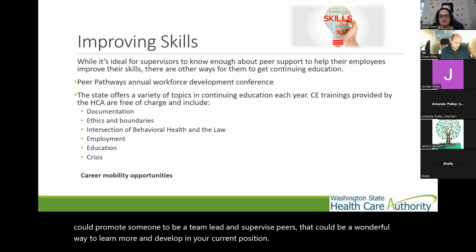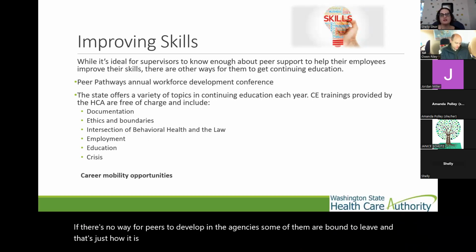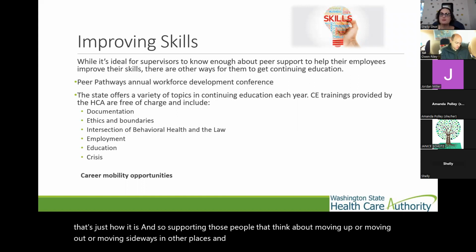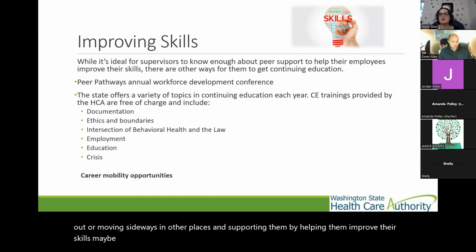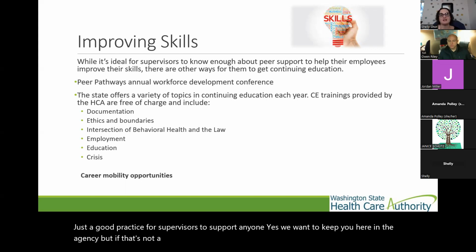If there's no way for peers to develop in the agency, some of them are bound to leave. That's just how it is. And so supporting those people that think about moving up or moving out or moving sideways in other places, by helping them improve their skills, maybe build their resume, that could be just a good practice for supervisors to support anyone. Yes, we want to keep you here in the agency, but if that's not a possibility, let's see how can I help you promote yourself, because that's just a fair thing to do.